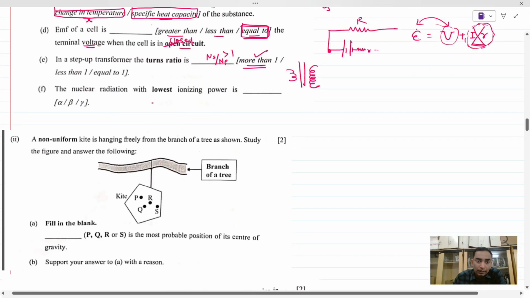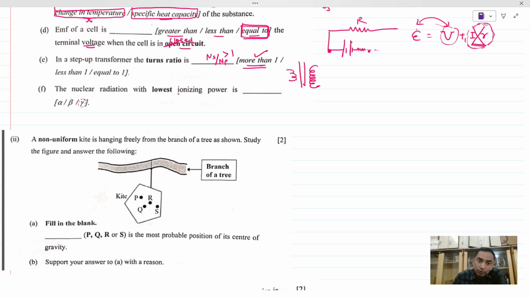Highest ionizing power is of alpha and highest penetrating power is of gamma. So I should say lowest ionizing power is of gamma radiation.